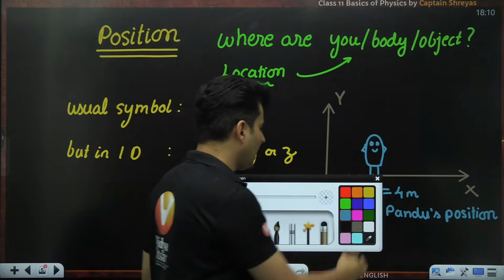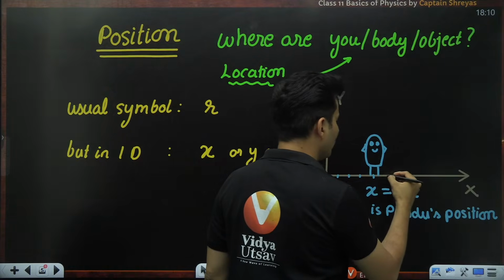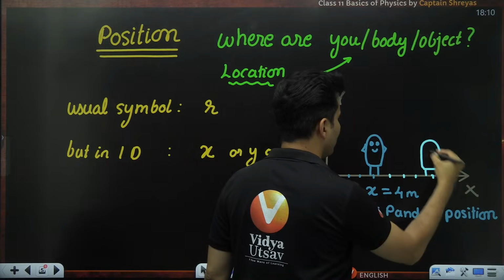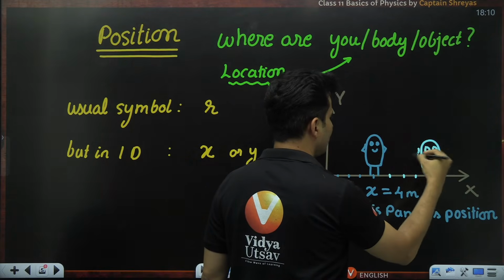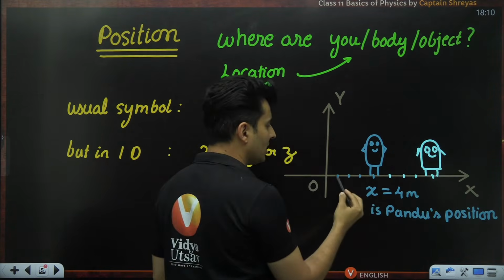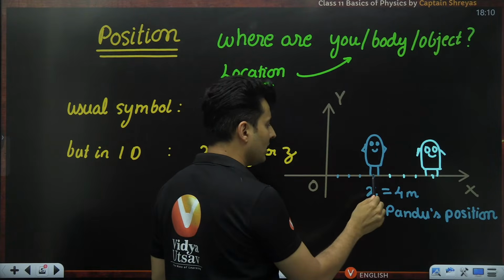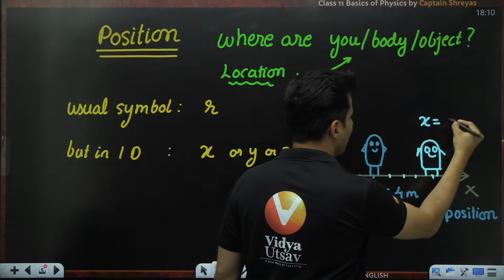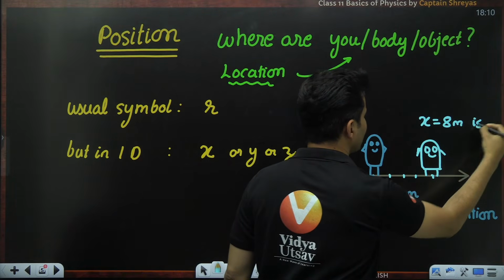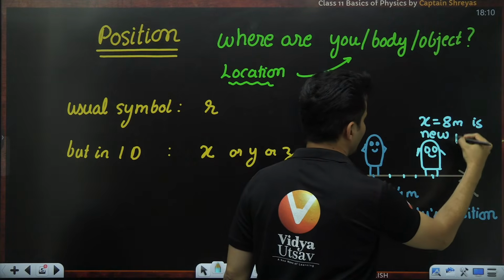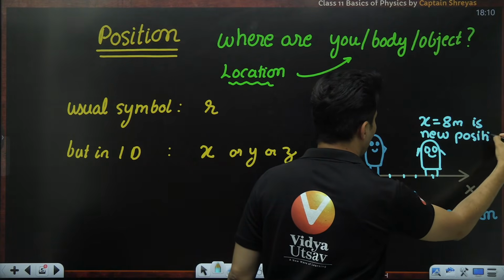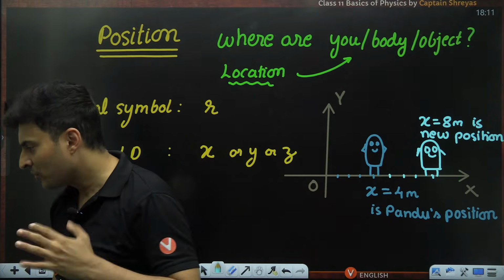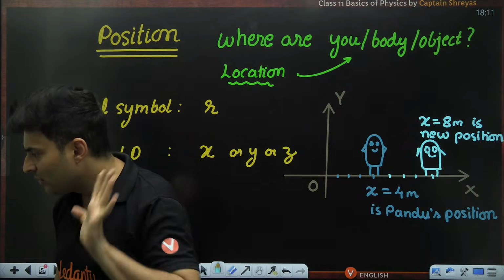Let's say after some time that same Pandu moves to a new position, and is now over here. So what is the new position? I will check the coordinates: 1, 2, 3, 4, 5, 6, 7, 8. Oh, x equal to 8 meters is the new position of Pandu. Everyone with me?